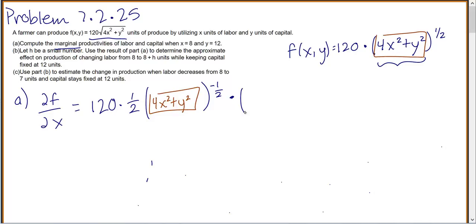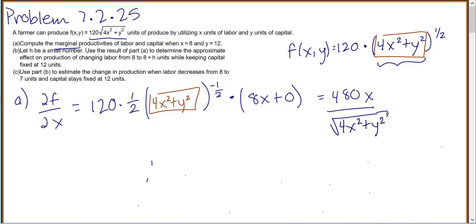So the derivative of 4x squared is 8x plus, now when you try and take the derivative of y squared, remember y is a constant, and the derivative of a constant is 0. So just like if it said plus 7, the derivative would be 0. Now at this point, we could simplify just a little bit. 120 times 1/2 is 60 times 8, that should be 480. So 480x over the square root of 4x squared plus y squared. Because that was a negative 1/2 power, the negative means bring it to the bottom, 1/2 is square root.